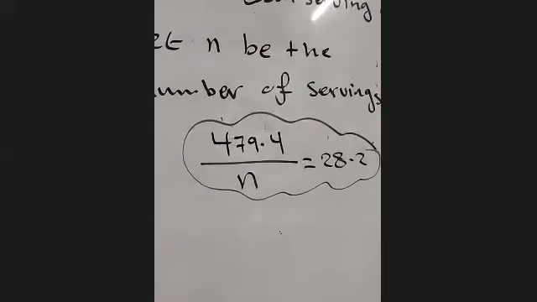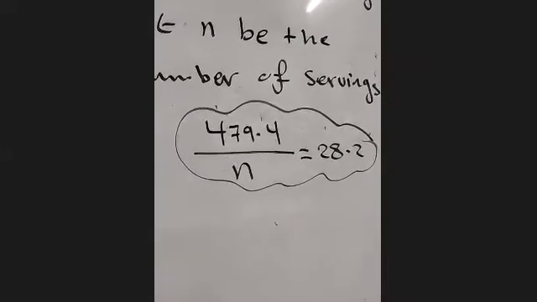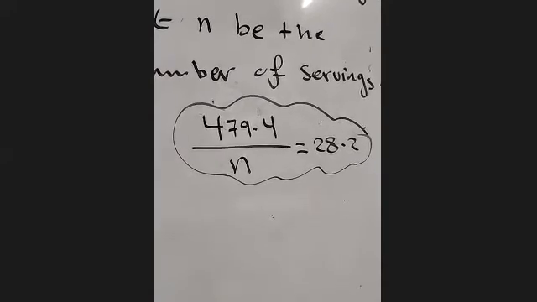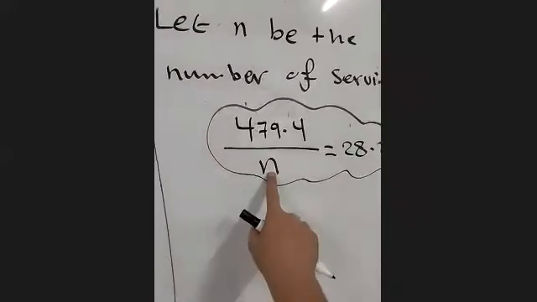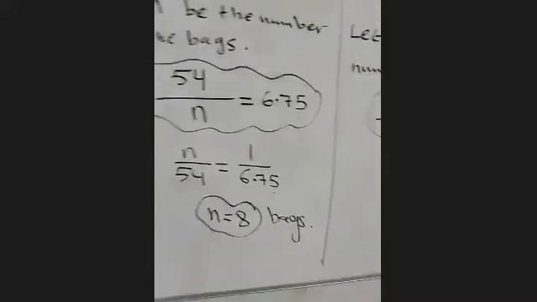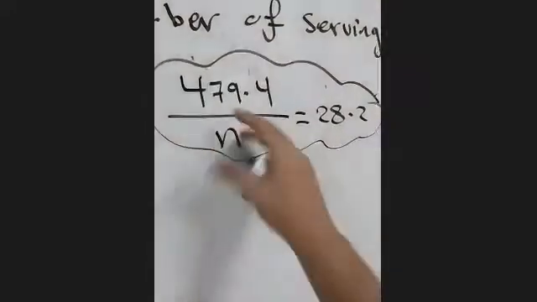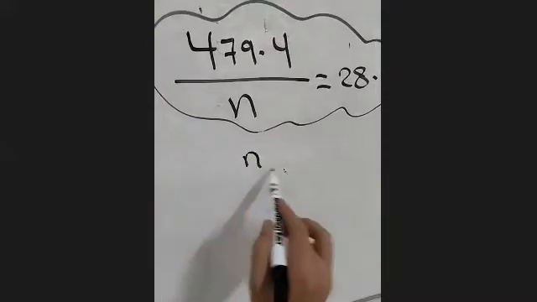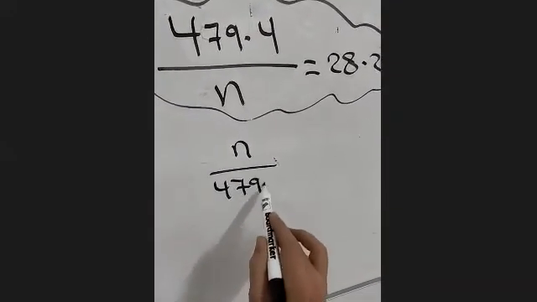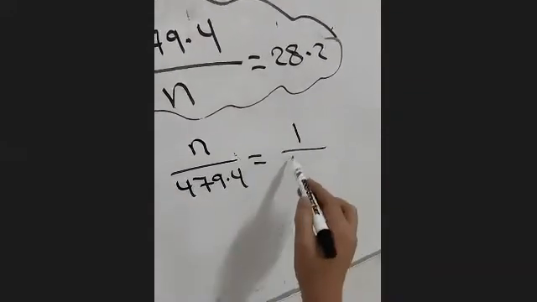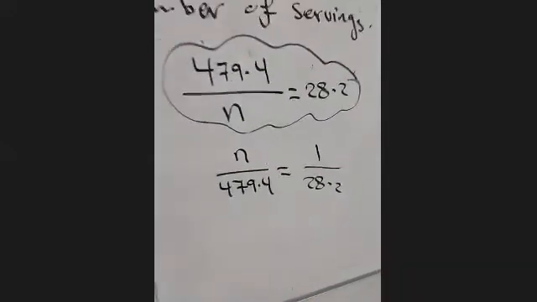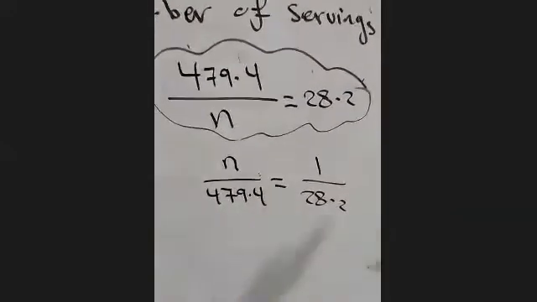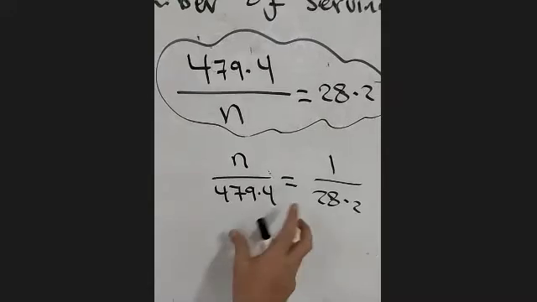Write the equation again. Then make the reciprocal for both. Exactly, because the variable is down, as we did with Abdurrahman here. Because the variable is down, we do the reciprocal, then simplify, right? So it will be n over 479.4 equals 1 over 28.2. Got it? Yeah. Now we multiply both sides by this number and simplify.